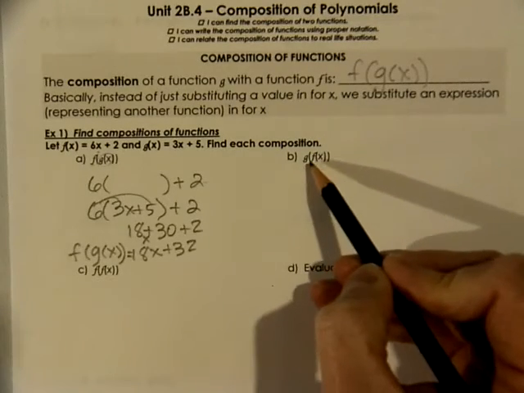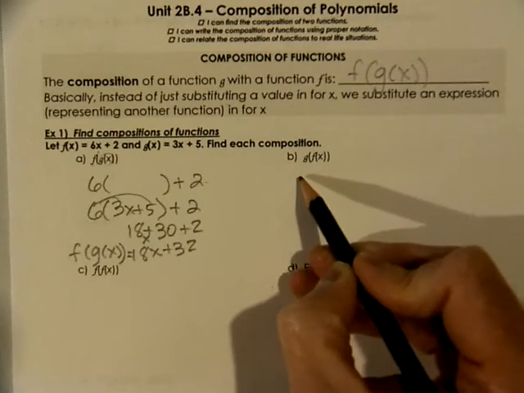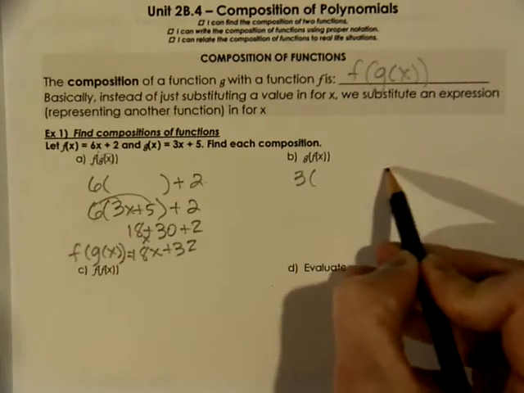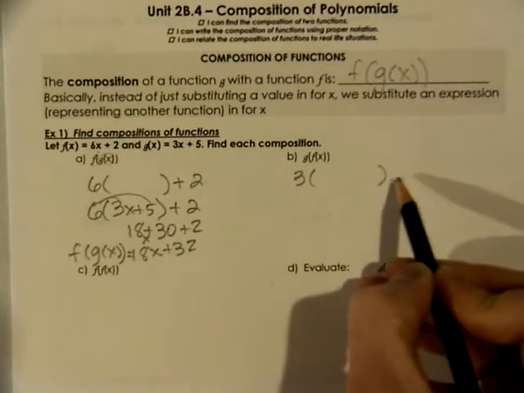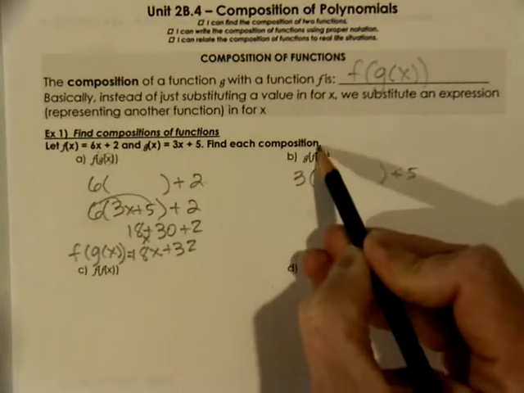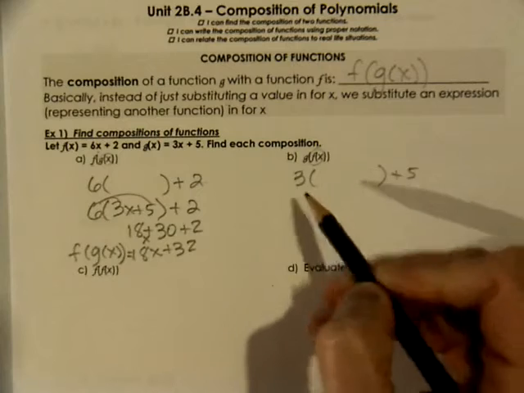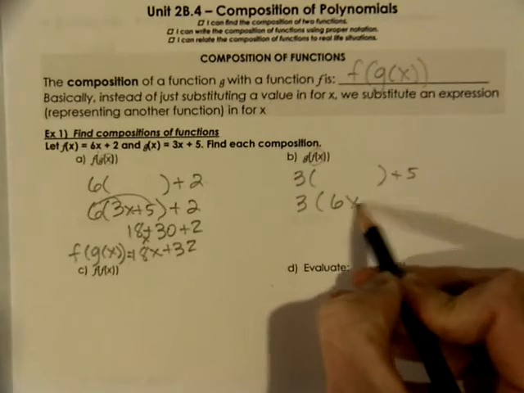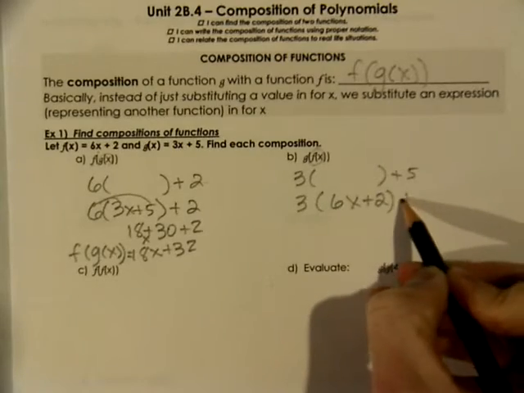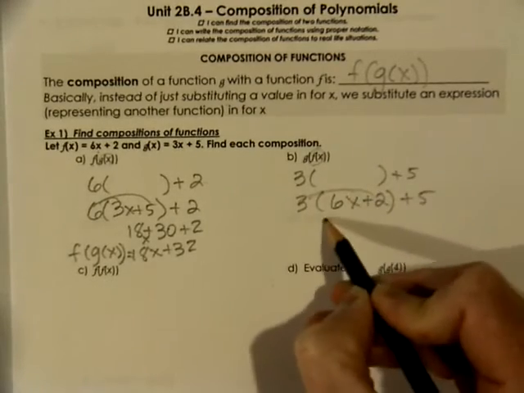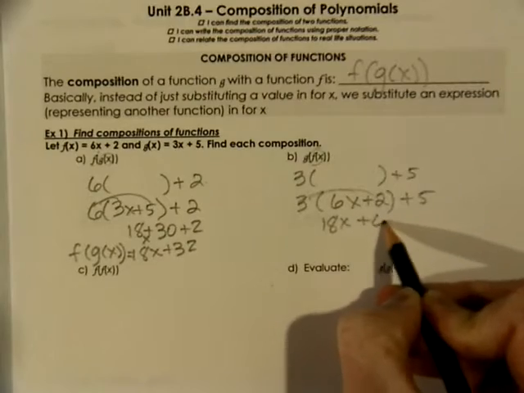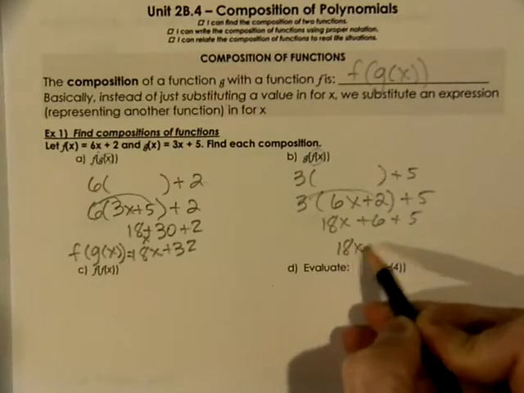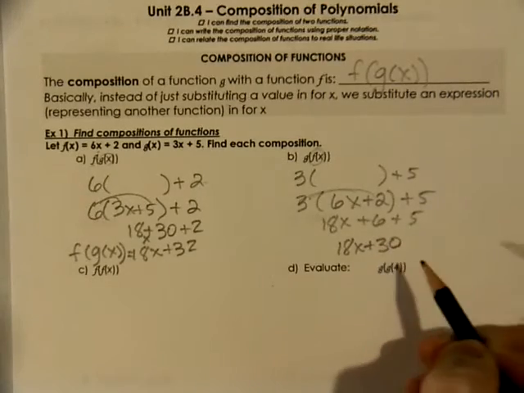Now we've got g of f of x. So we're going to take our g function, which is 3 times something plus 5, and we're going to plug our f function to the inside of that. So our f function is 6x plus 2. Then we can distribute through, and that's 18x plus 30.